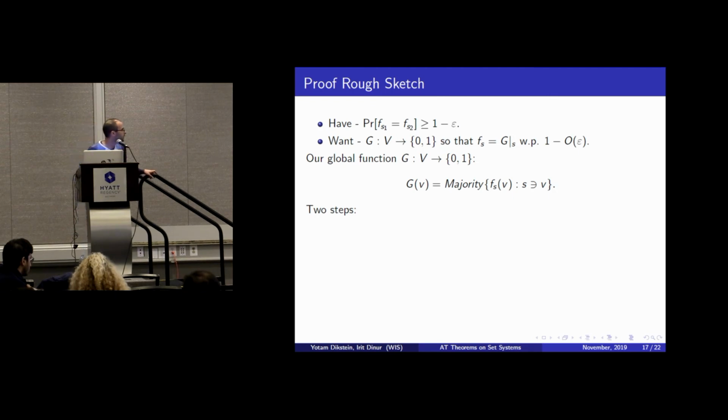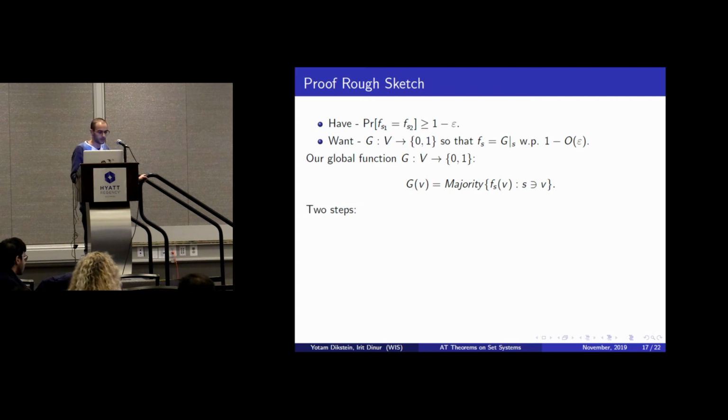The global function that we choose is a very natural one. We just take the majority, meaning for every V, I look at the local functions assigned to it: if more local functions assign it 1, then the global function will assign 1. If more assign 0, then the global function will assign 0. It's just the majority vote on the vertex.